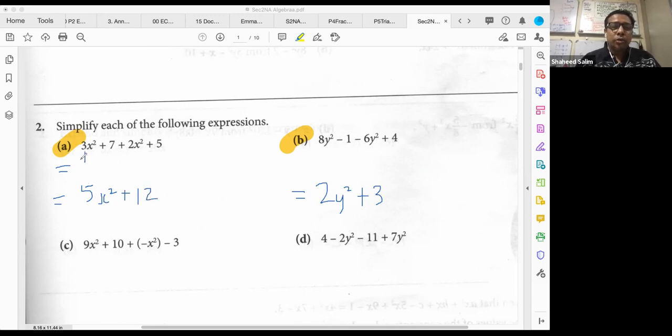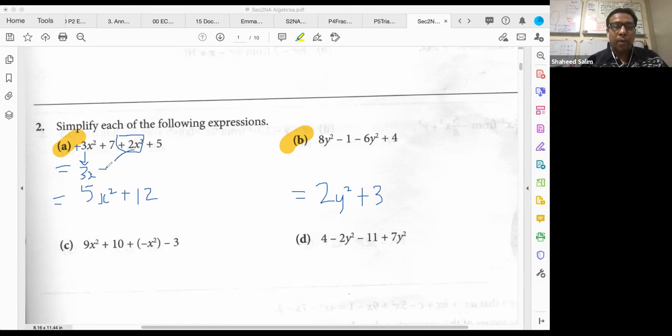You bring them together down here, but remember to copy the sign that is in front. The sign belongs to the number in front. So you write 3x squared. Then see what's the sign. It is plus. If they don't write anything, it means it's plus. 3x squared plus 2x squared equals 5x squared. Okay, that's what it means.